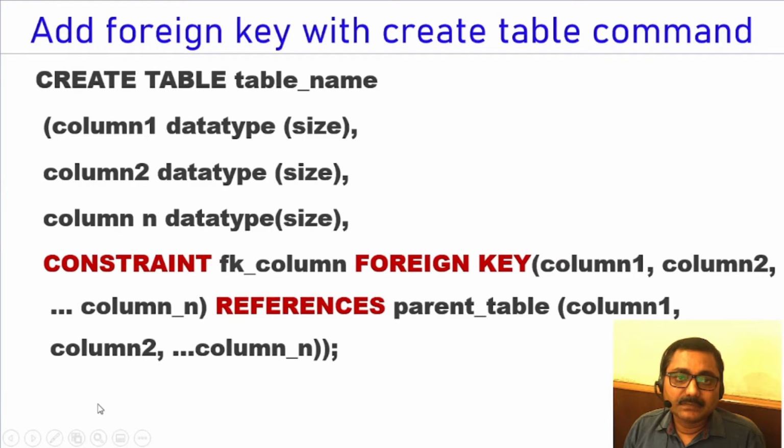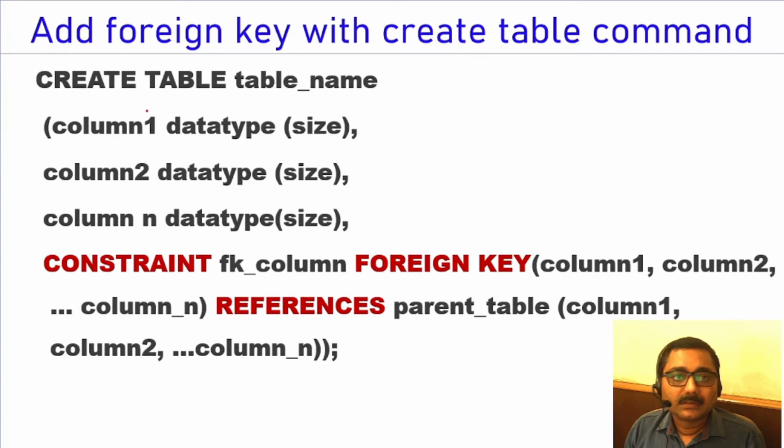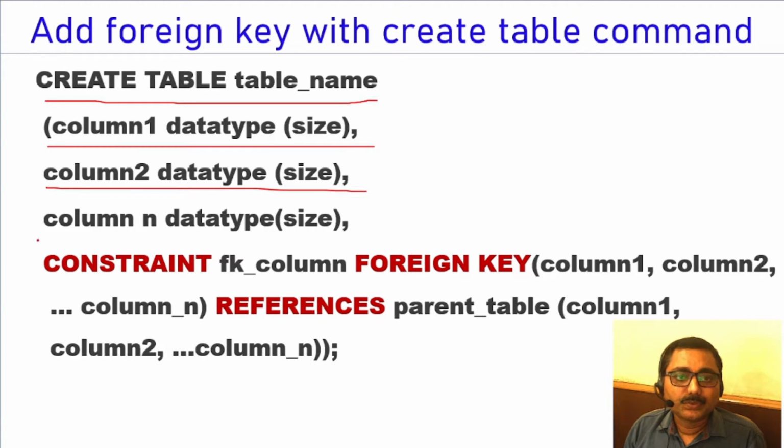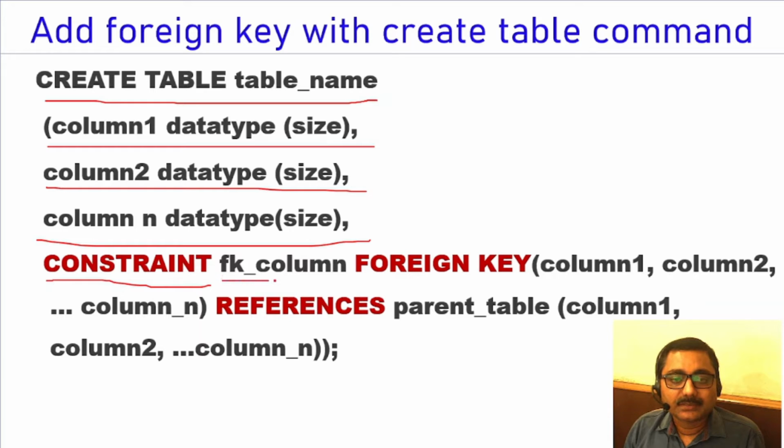Now this is the syntax for adding a foreign key to a table with the create table command. It's very simple. Create table, we all know, table name. These are column definition 1, column definition 2, column definition 3. Then we'll use the keyword constraint. Then this is the name of the foreign key constraint.